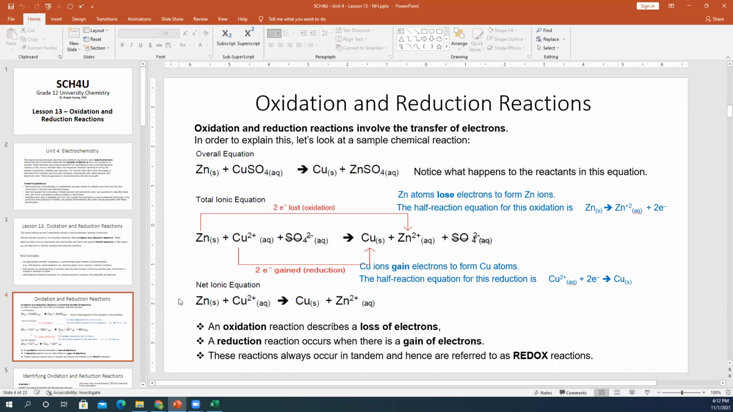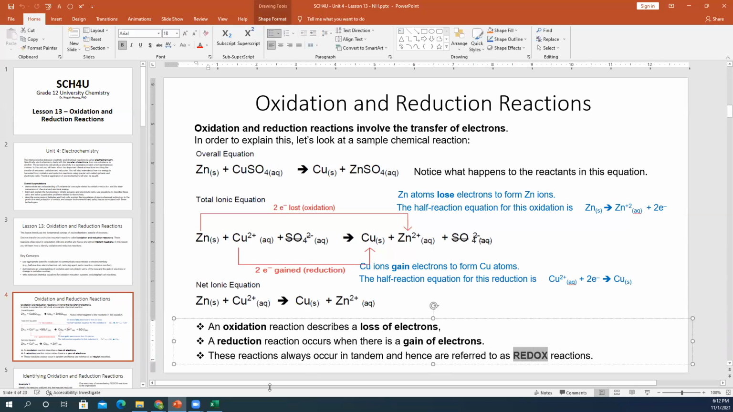Okay, so zinc is becoming oxidized, losing electrons, and copper is becoming reduced by gaining electrons. An oxidation reaction always describes a loss of electrons, and a reduction reaction is a gain of electrons. And these reactions always occur in tandem with each other, and they're referred to as redox reactions.